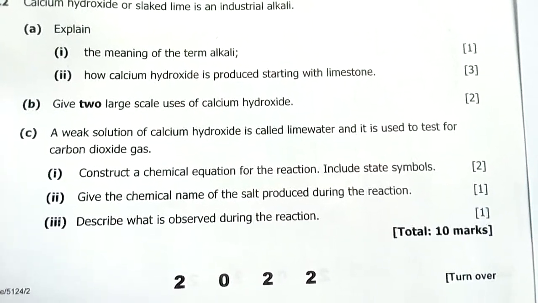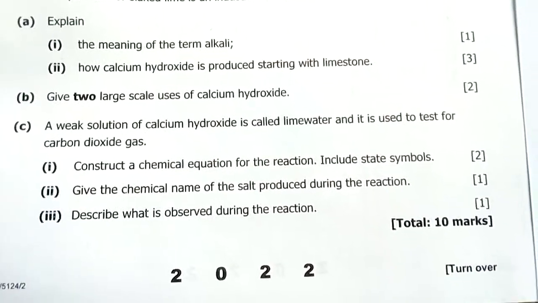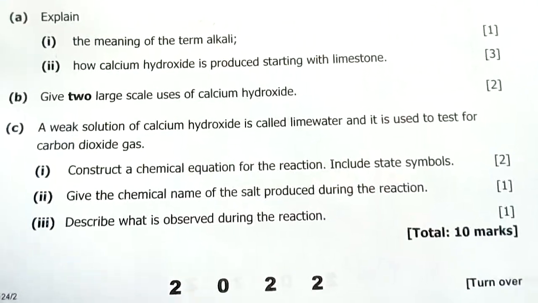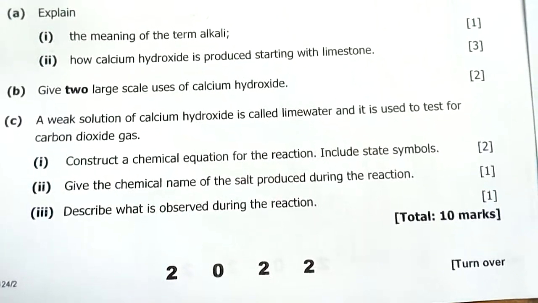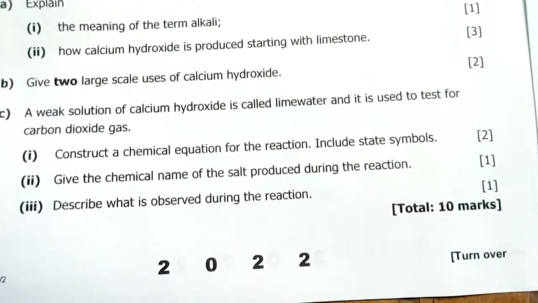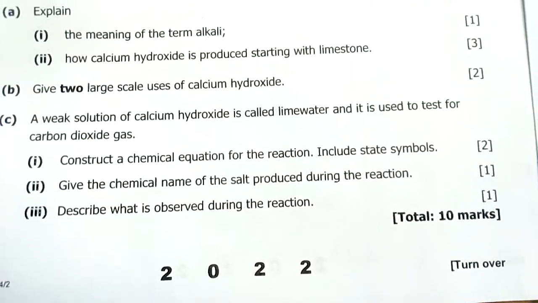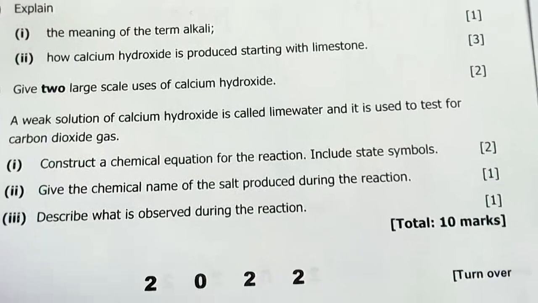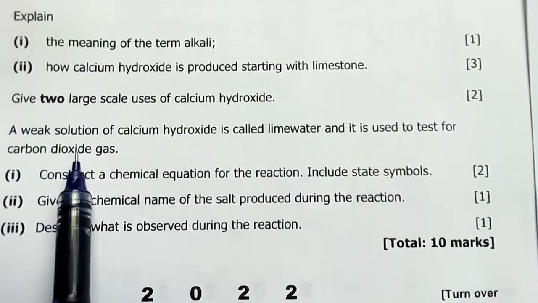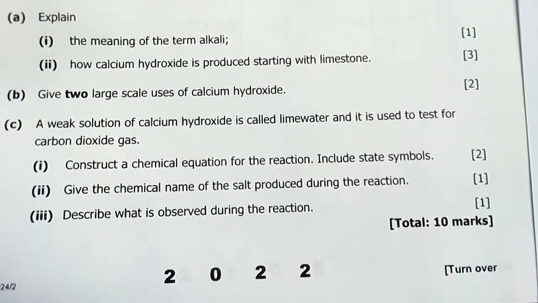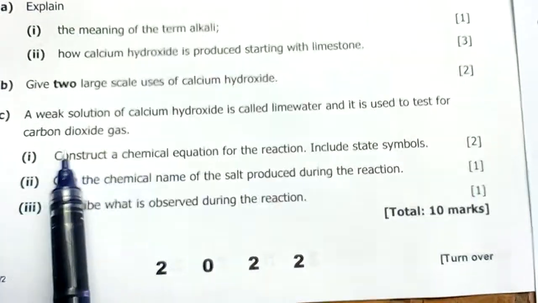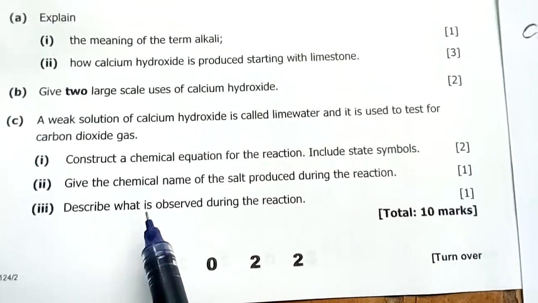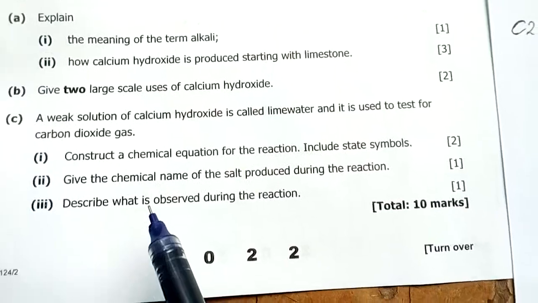Our C2 question is: a weak solution of calcium hydroxide is called lime water, and it is used to test, not treat, but test for carbon dioxide gas. C1, construct a chemical equation for the reaction, include state symbols. So the chemical reaction of lime water reacting with carbon dioxide. C2, give the chemical name of the salt produced during the reaction in C1, which is calcium carbonate. And then C3, describe what is observed during the reaction.